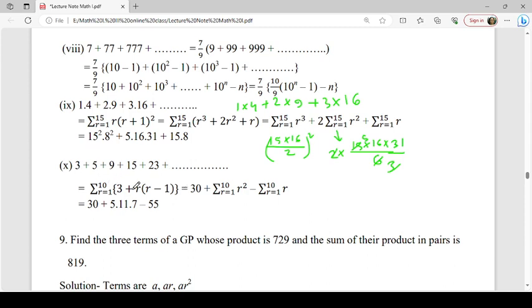Then this one also, the general term is this, 3 into R minus 1. It is summation R square, and we get it from summation R using those formulas.